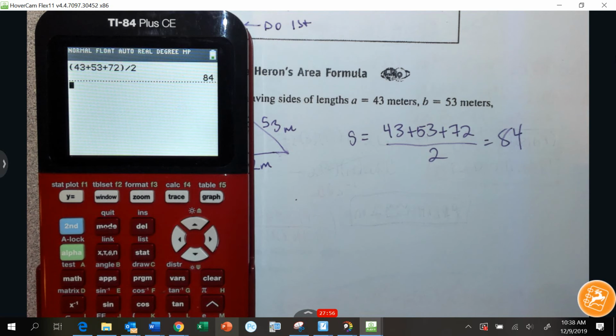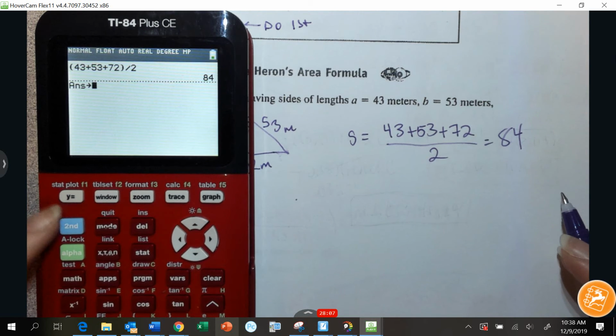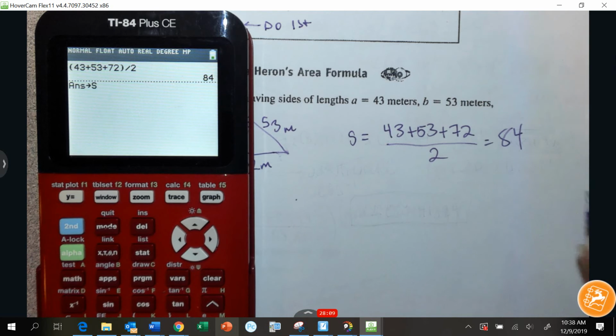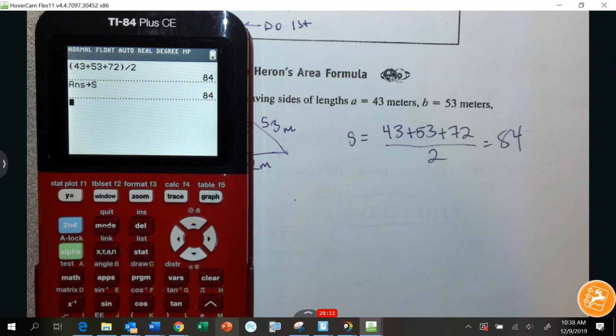It's not always going to give you great answers. Your choices are you can keep typing in 84 over and over again, or if you want, you could store this as S. Totally up to you. It's not much difference to type in an S or type in an 84.